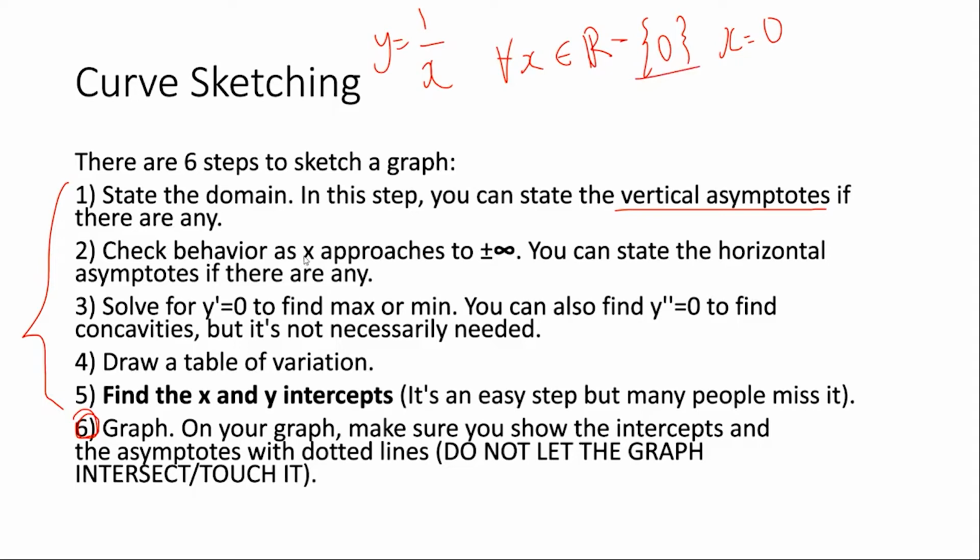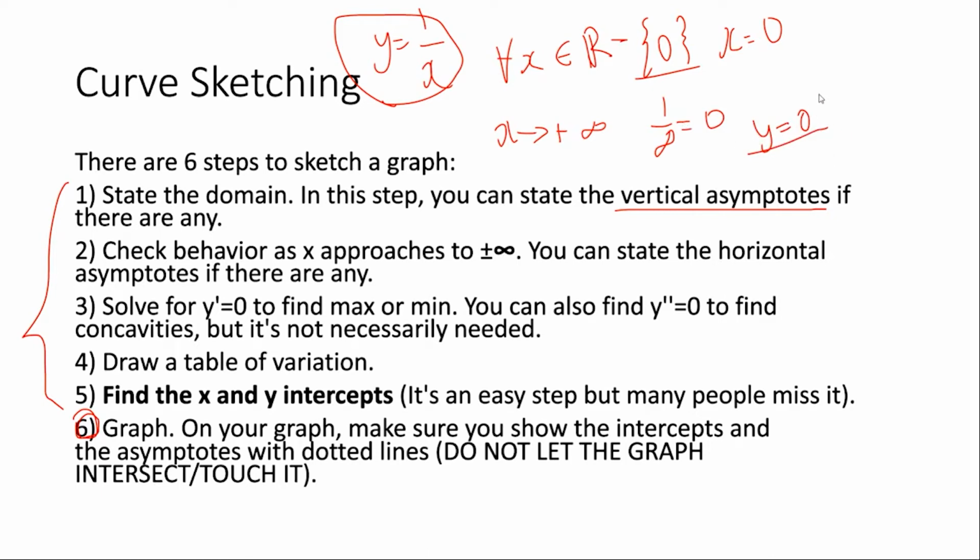2. Check the behavior as x approaches plus or minus infinity. So you're going to write as x approaches, let's say, plus infinity first. We're still using this equation. We get 1 over infinity, which is 0. And then we can state that y equals 0 is our horizontal asymptote, because as x approaches an infinite value, y approaches a definite value, which is 0. So this is your horizontal asymptote.